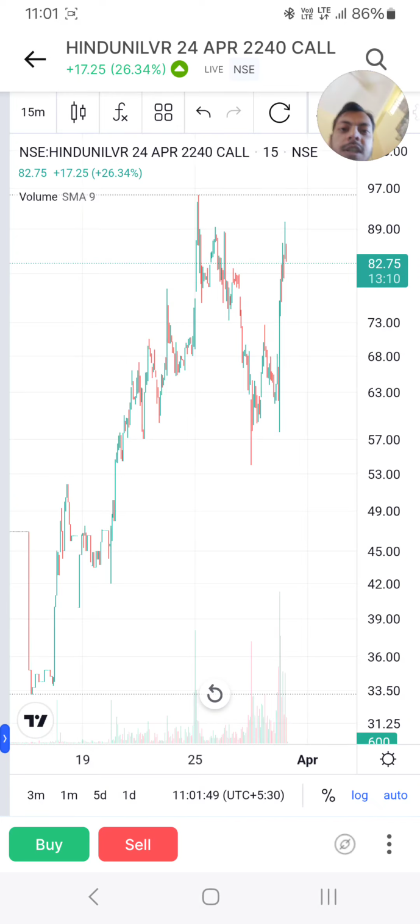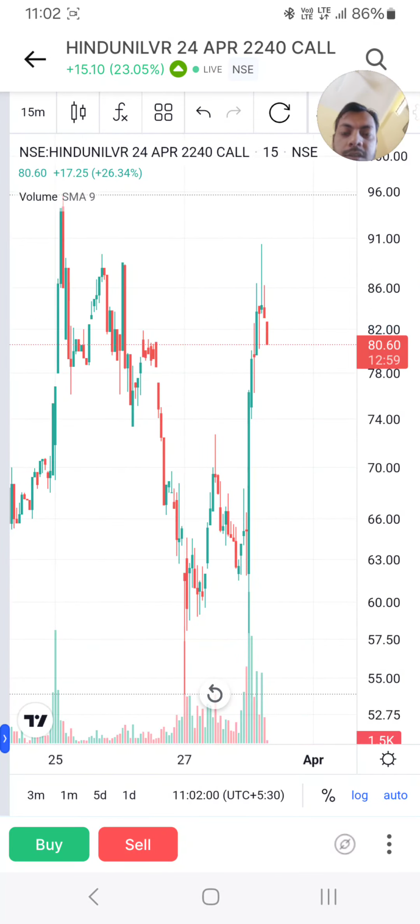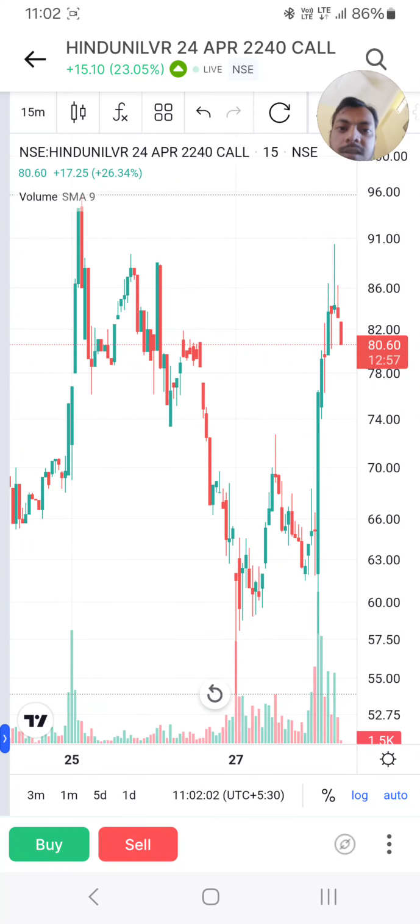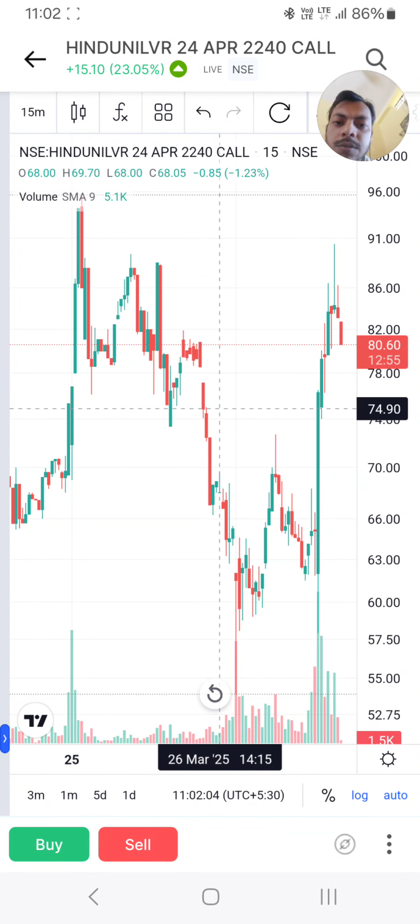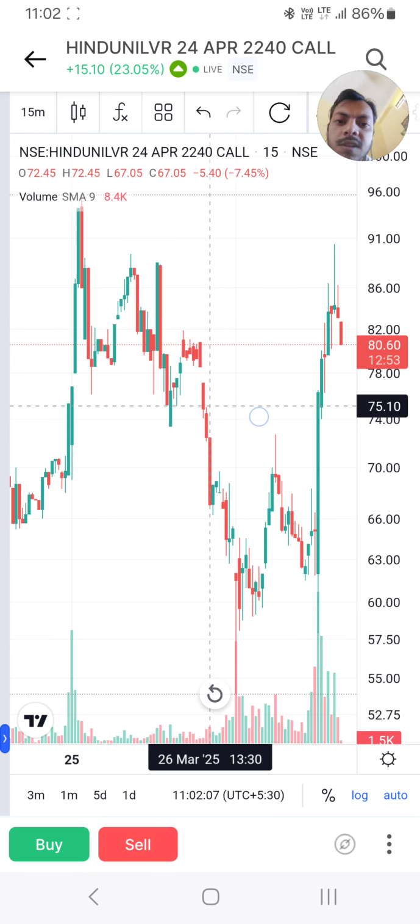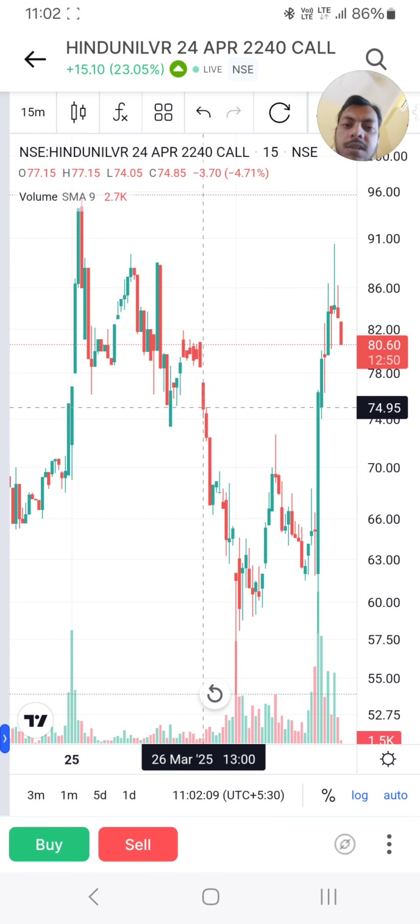Now let me move into the instrument chart. See this instrument, you can see Hindustan Unilever 24th April expiry 2240 call. It is a 15-minute chart. Let me zoom it a bit. See, I entered at this level, 72. I was expecting it to fall, and I had placed a buy order at 70, but then seeing the volatility, I converted it to around 73 somewhere. So at this level I entered.